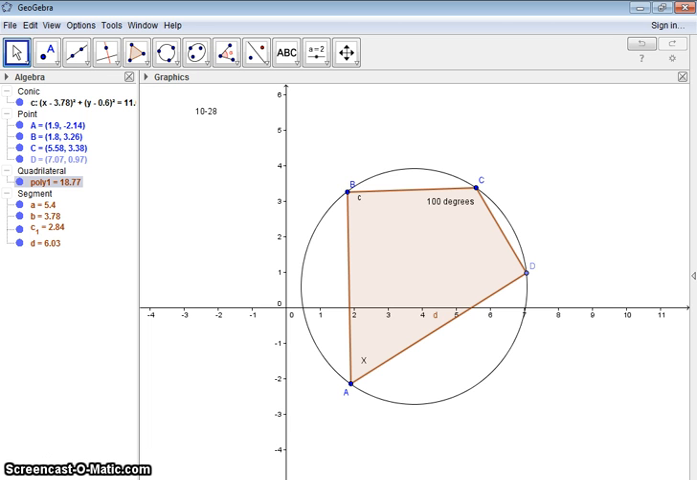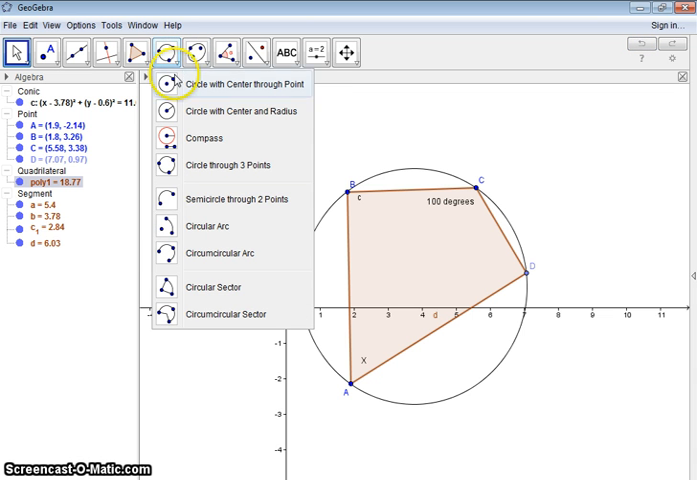Well, we don't know if consecutive angles are supplementary. As a matter of fact, if we conclude that these are not parallel lines, we can say for certain that they're not supplementary. So we're going to have to go about this another way. So I see an inscribed angle here at BCD. Let's see what we can work with there.